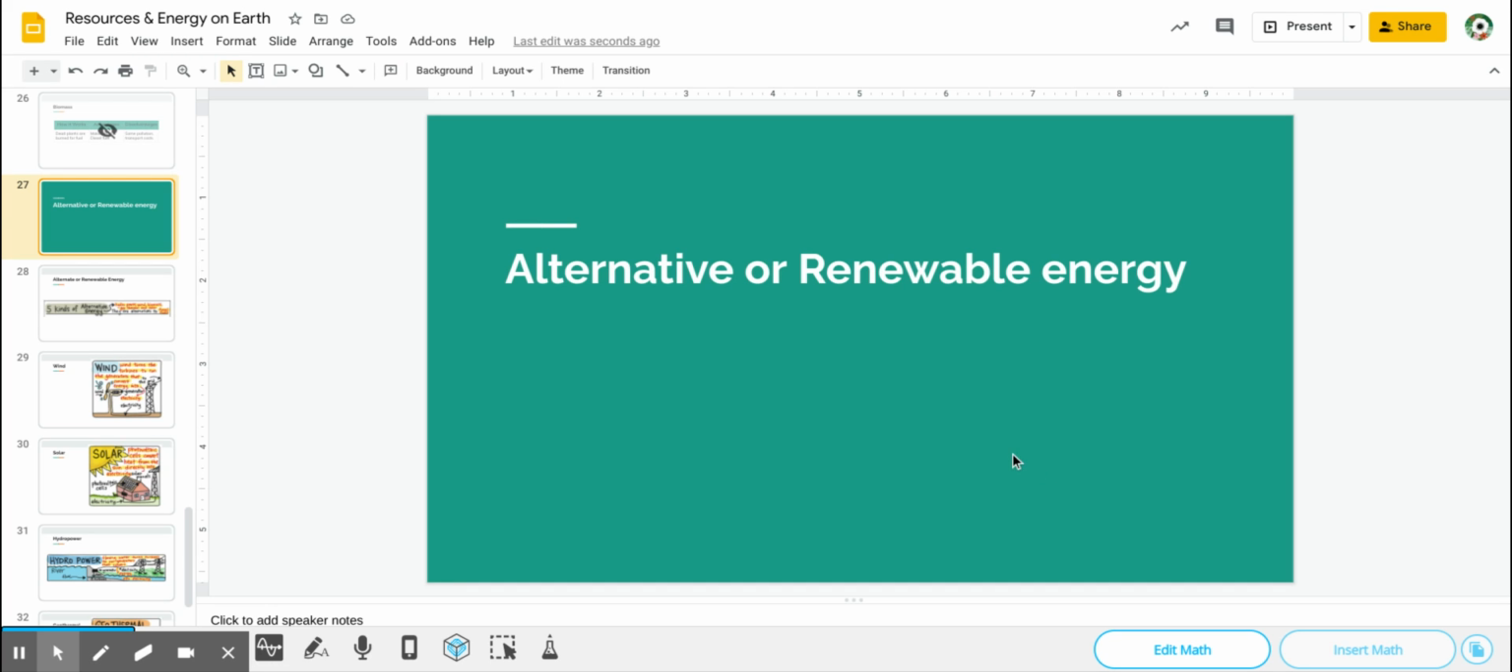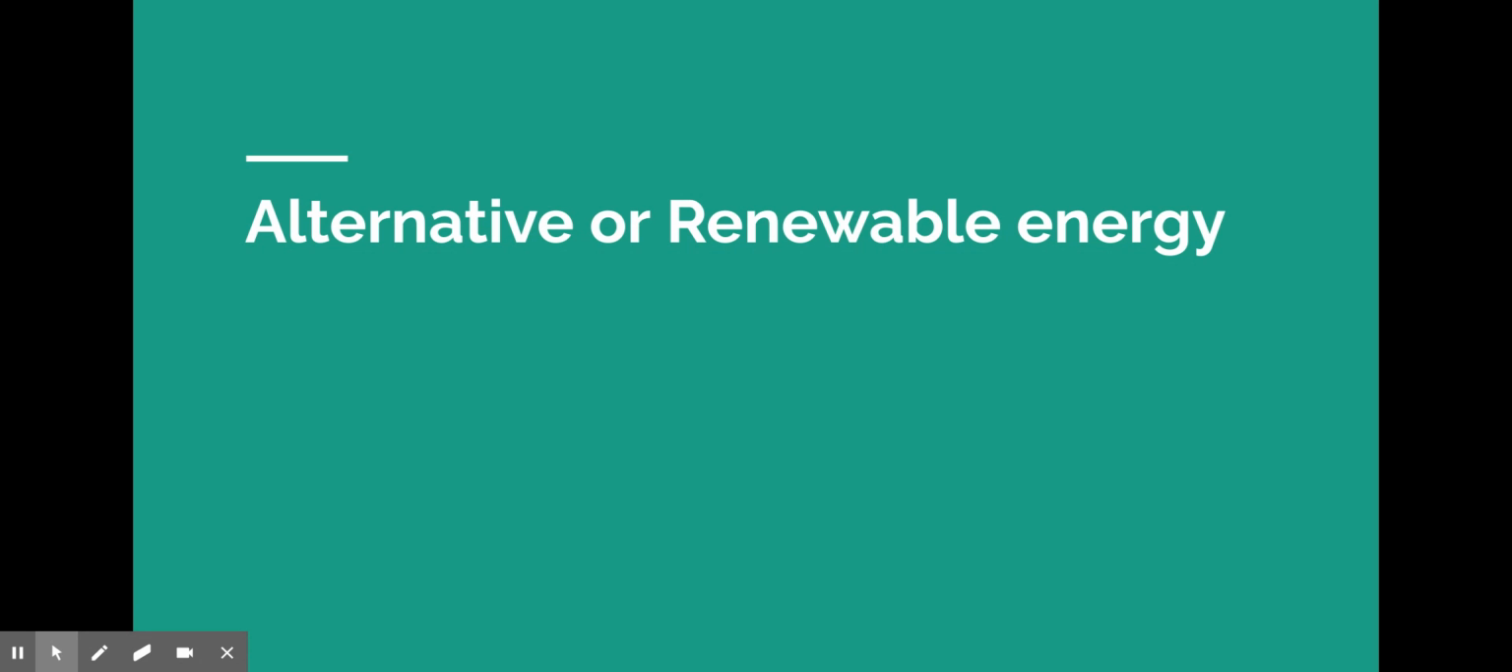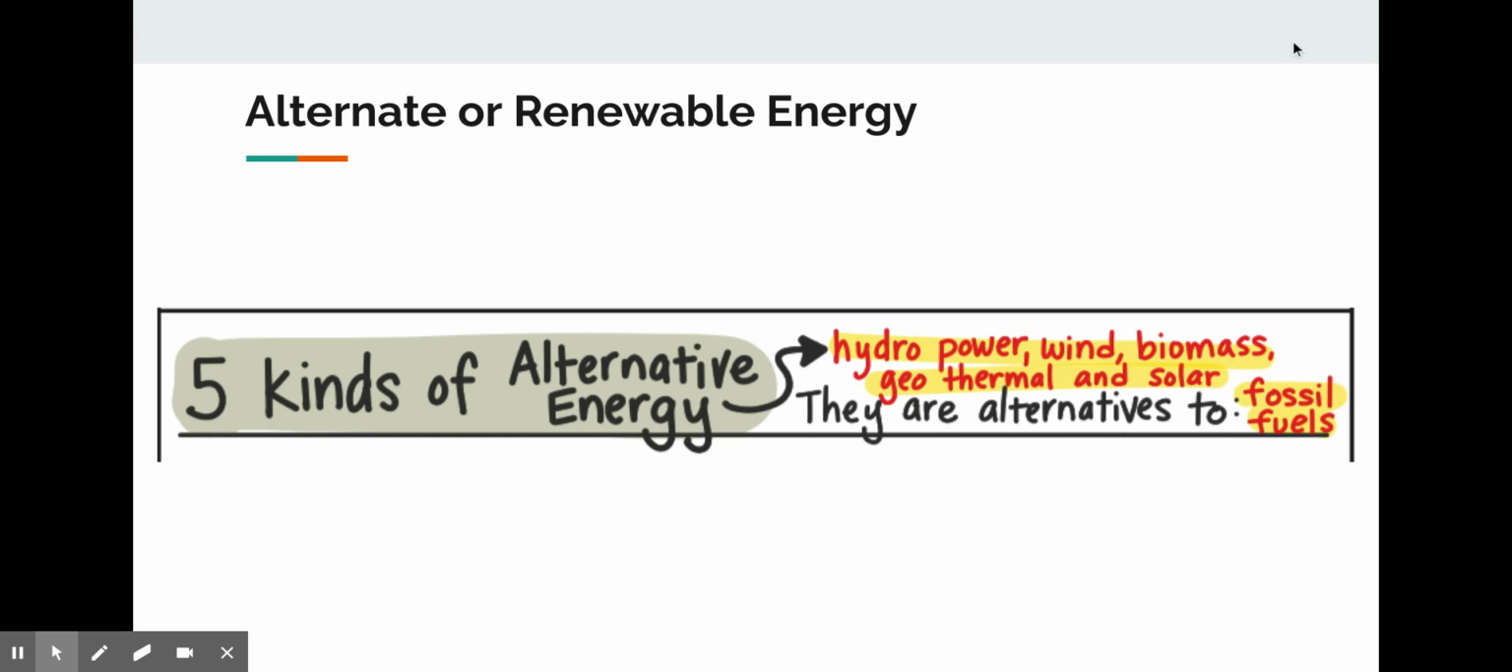All right, my friends, we are continuing on in science with our alternative or renewable energy types. So just like we did with our fossil fuels, we're going to be reviewing these different types of resources and energy today. We want to remember that there are 5 types of alternative energy: hydropower, wind, biomass, geothermal, and solar power. And these are all alternatives to fossil fuels. So that's one of the reasons we call them alternate.